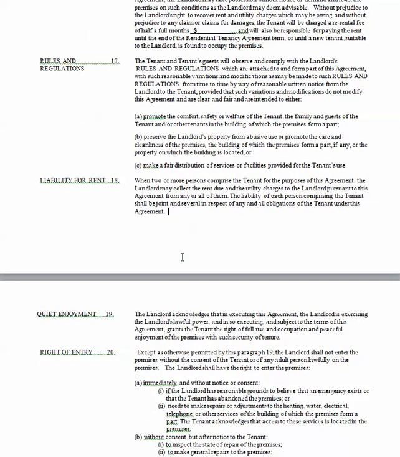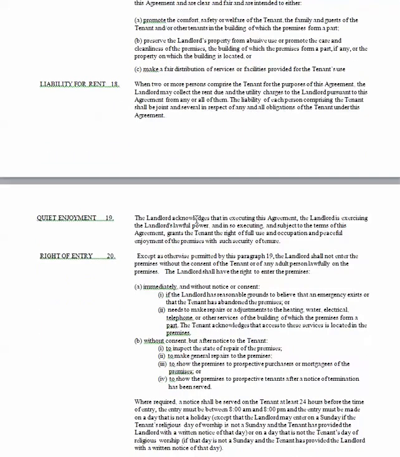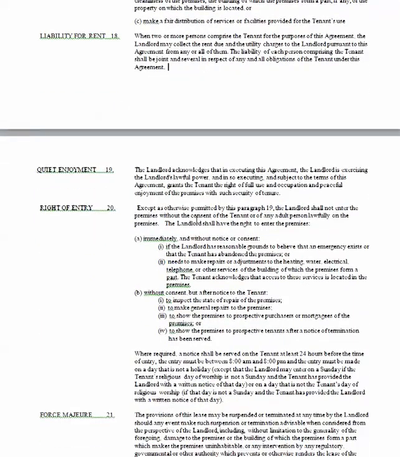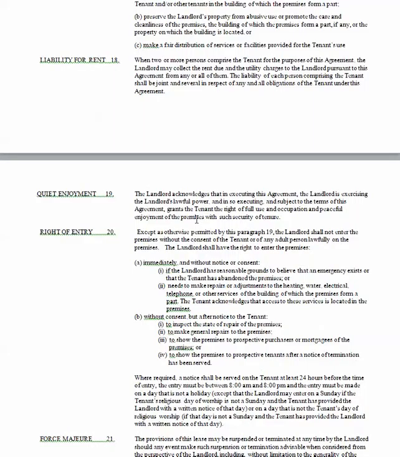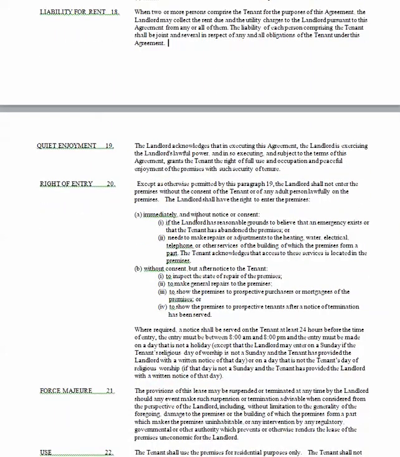So, liabilities for rents. When two or more persons comprise the tenancy for the purpose of this agreement, the landlord may collect the rent due and utilities charged to the landlord pursuant to this agreement from any of them. So basically, if two people are paying, great, but you need to show the evidence of damage deposits. Every tenant must have the damage deposit proof.